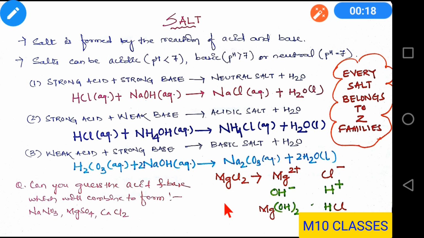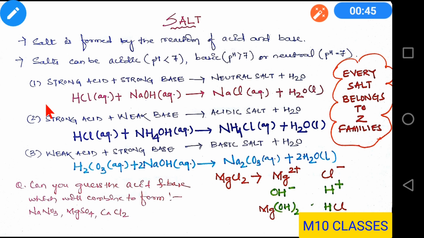Students, as you have already read in the properties of acid and bases, salt is formed by the reaction of acid and bases. So acid and bases combine to form salt and water. Now this salt can be of three types. What are they? Acidic, that is pH less than 7, basic, that is pH greater than 7, or neutral, that is pH equals 7. Now let us see how they are formed.